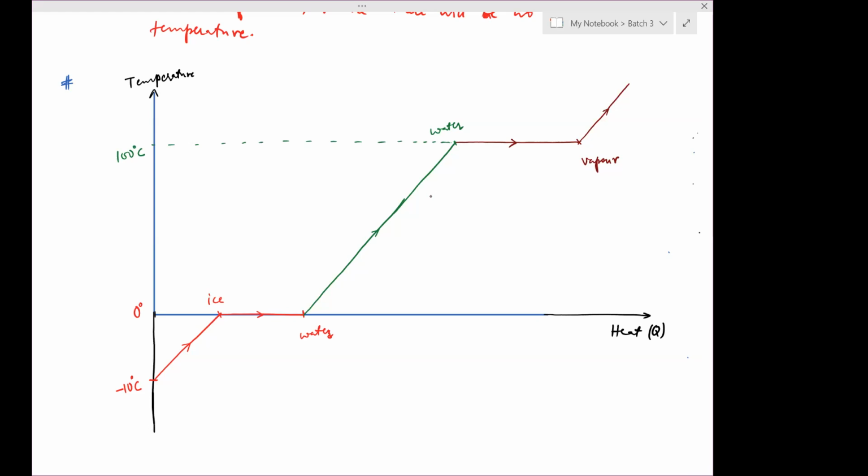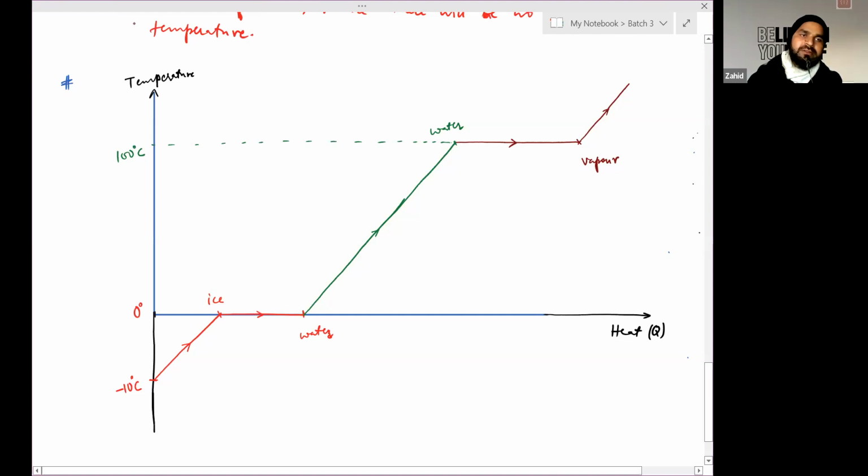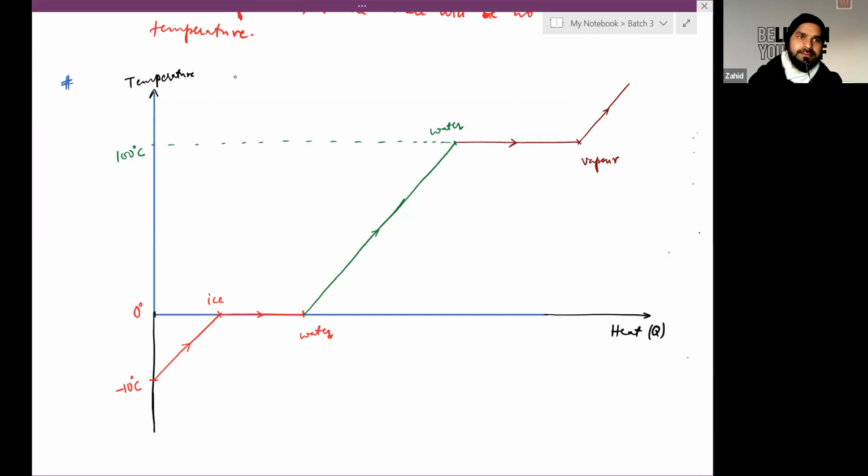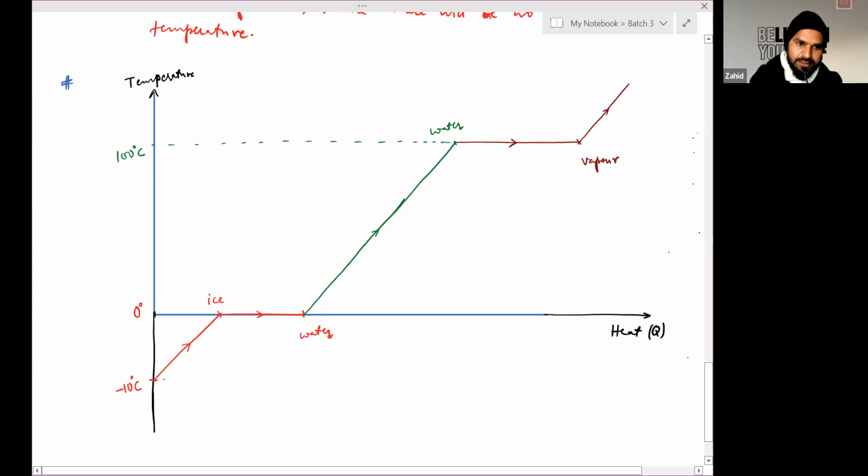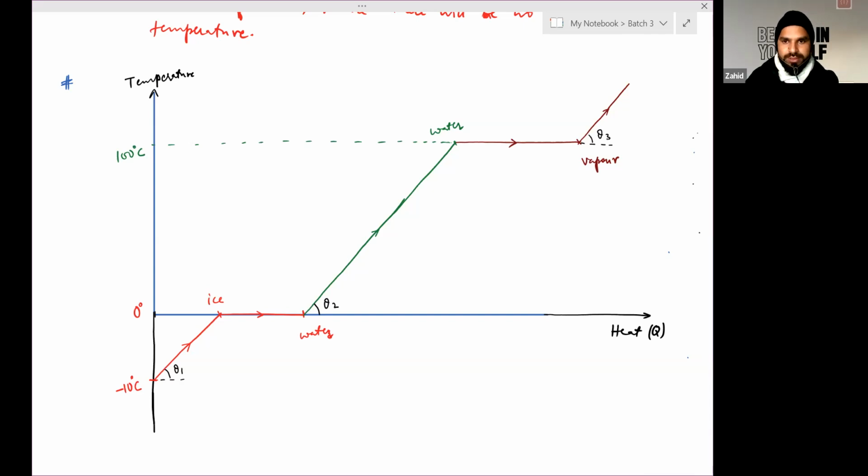Okay. So the first question related to this particular graph may be asked to define the slope for this inclined line. Let's say this particular inclination is theta1, this one is theta2, and this one is theta3. So you'll be asked how theta1, theta2, and theta3 are related to one another.